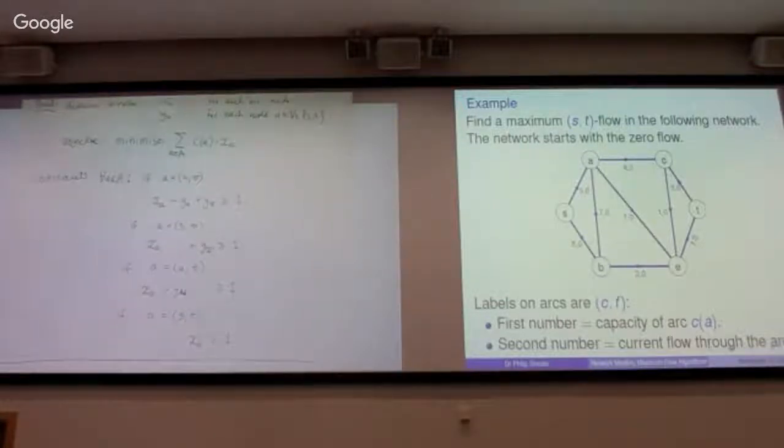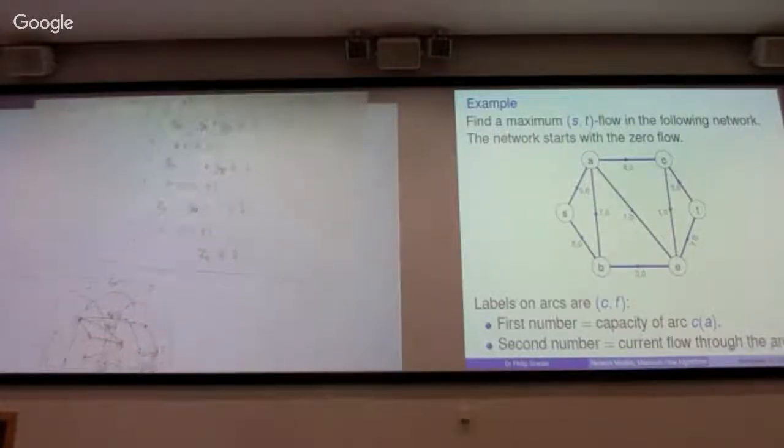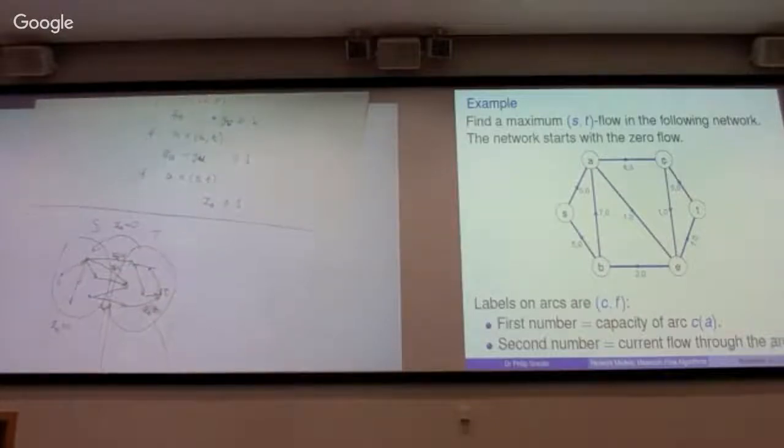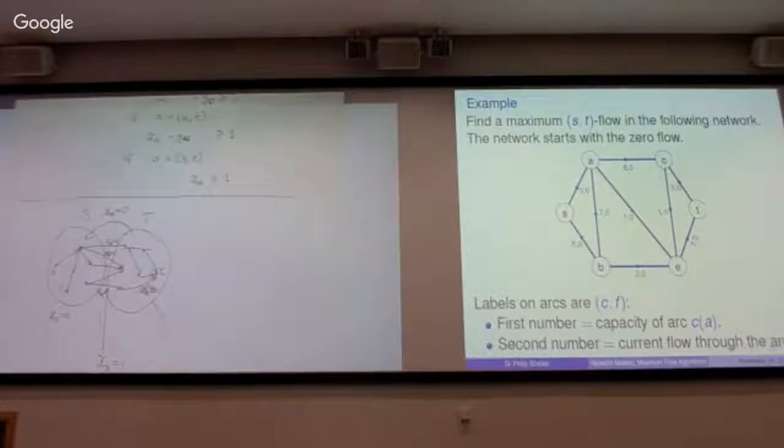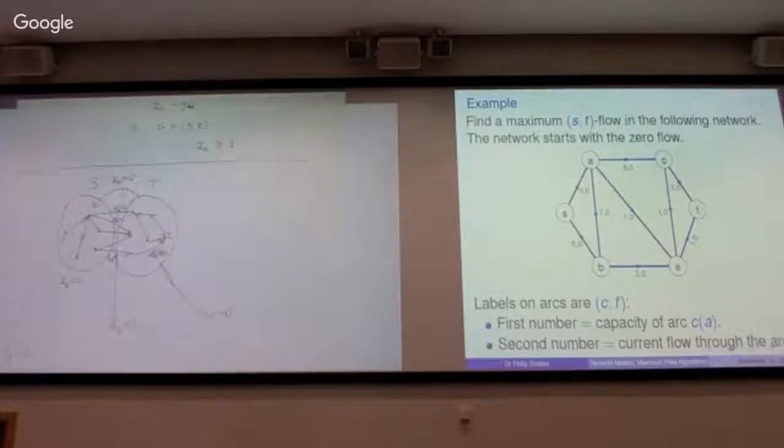That's decent. Now, I still haven't told you what to do with the y's for the nodes, and I have to remind myself. Okay, so if you're in big S, your y is going to be 1. And if you're in big T, your y is going to be 0.